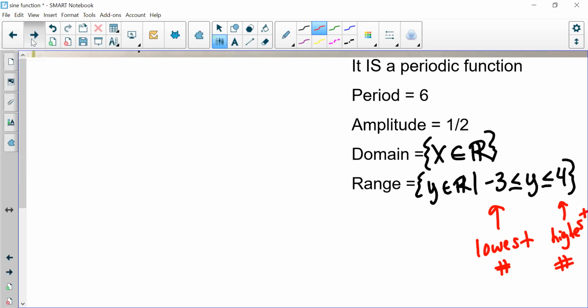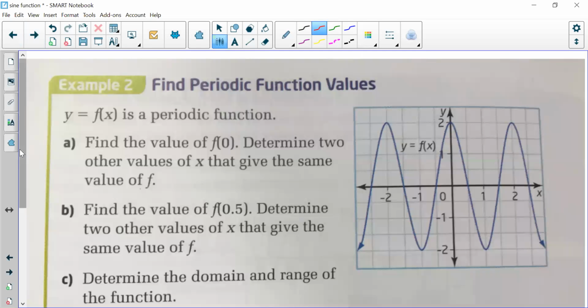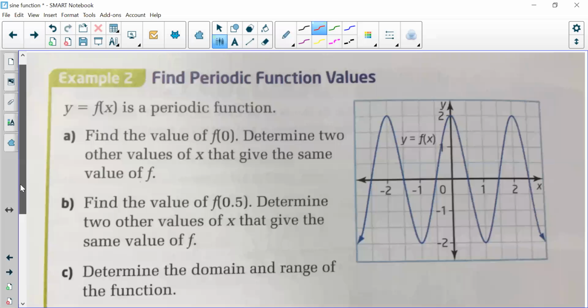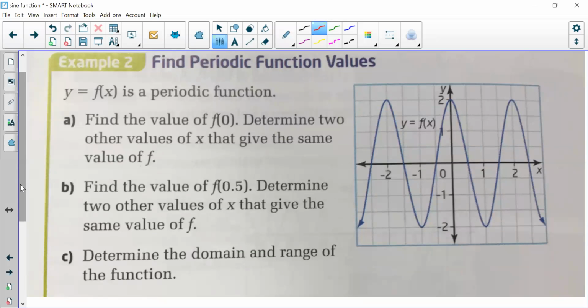So far, so good, I'm hoping. All right, this one says find periodic function values. Y equals f of x is a periodic function. They're telling you this is periodic. It definitely has a repeating pattern. Find the value of f of 0 and find two other values where it has that exact same value of 0. So this sounds complicated, but they're basically asking you to find on the graph where y is equal to 0. You can see it happens quite a few times because it's a repeating graph.